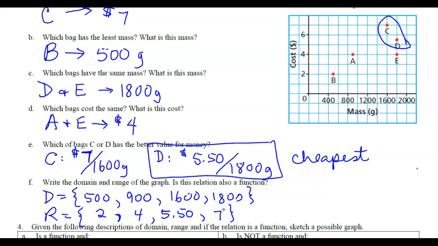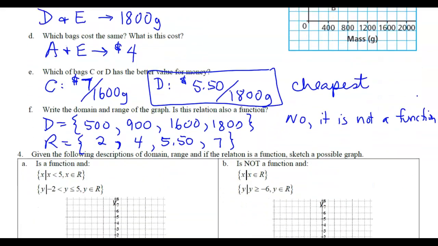Is this a function? Yes. No. No. Vertical line, there's 2 different values for a bag that is 1,800 grams. So no, it is not a function. Okay, so those are discrete values. Remember, discrete are not joined up. You have to know that word. Continuous, they're joined with a line. So your pencil, when you graph a continuous relation, doesn't lift off the paper. That's a kind of a trick to remembering it.